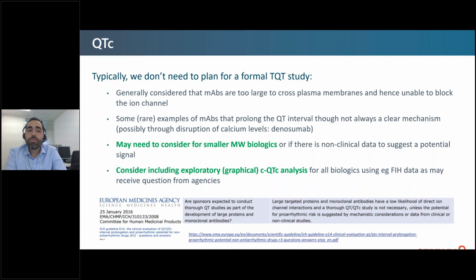So in this case, you don't need to conduct a specific study. However, the authorities will ask you to collect the data. Generally, you collect concentrations and matching ECG data and conduct exploratory or graphical analysis to investigate and identify if there is any relationship between the prolongation of the QT and the concentration of your drug.